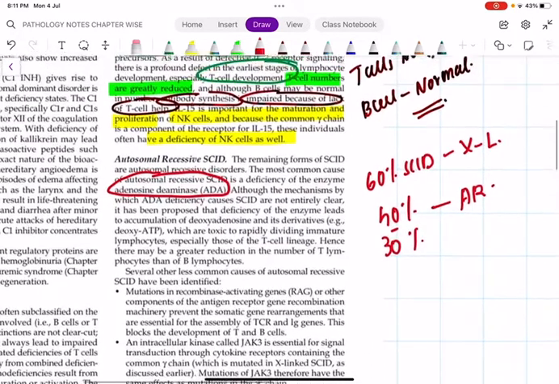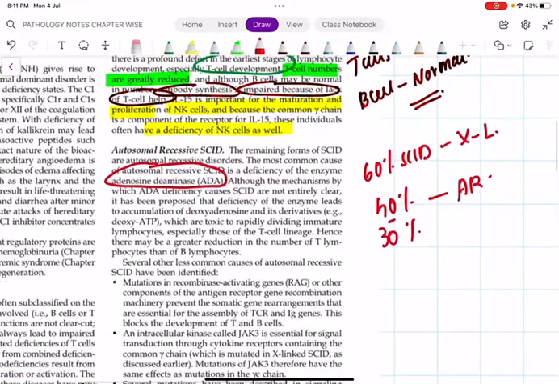The mechanism behind this is not that clear, but it is believed that because this enzyme is deficient, there will be accumulation of deoxyadenosine and its derivatives, and these are toxic mainly to the T lymphocytes. Here also the B lymphocytes will escape. So there will be a great reduction in the T lymphocyte number compared to the B lymphocytes.